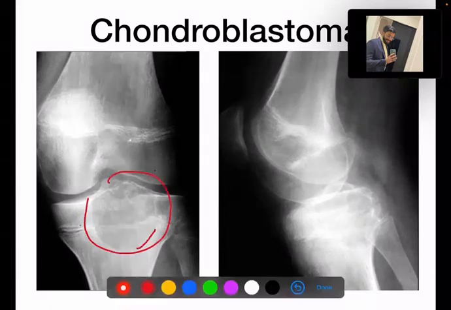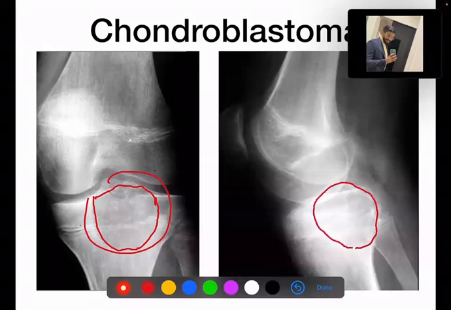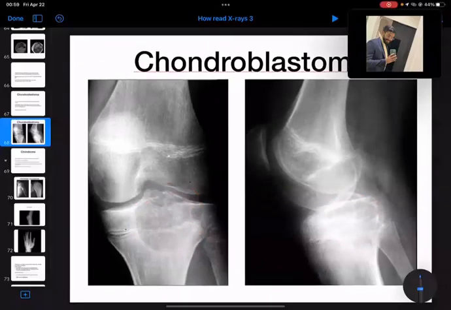This is a pediatric patient with an epiphyseal lesion. I can draw it here with the pen. This is where it is. This is the lesion. This is a narrow transitional zone, even here, which is why it is very important to look at both views, AP and lateral. This is a narrow transitional zone.